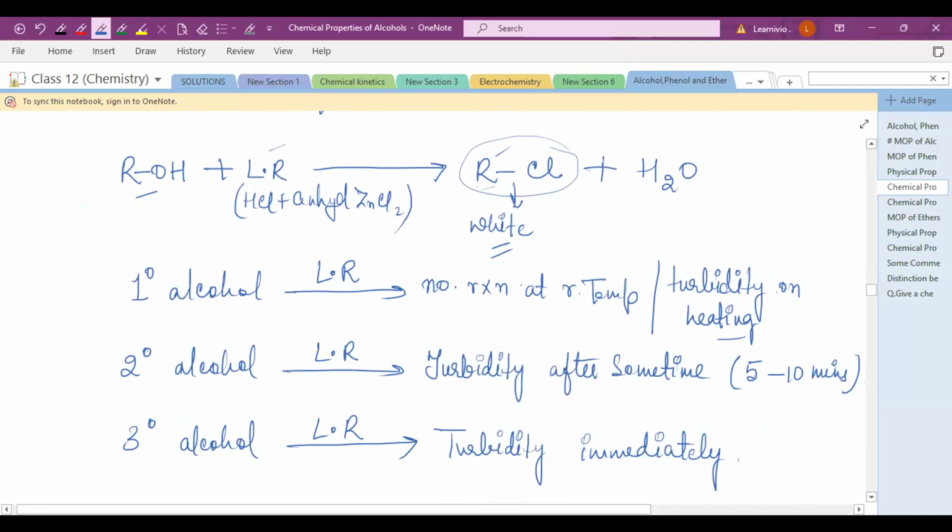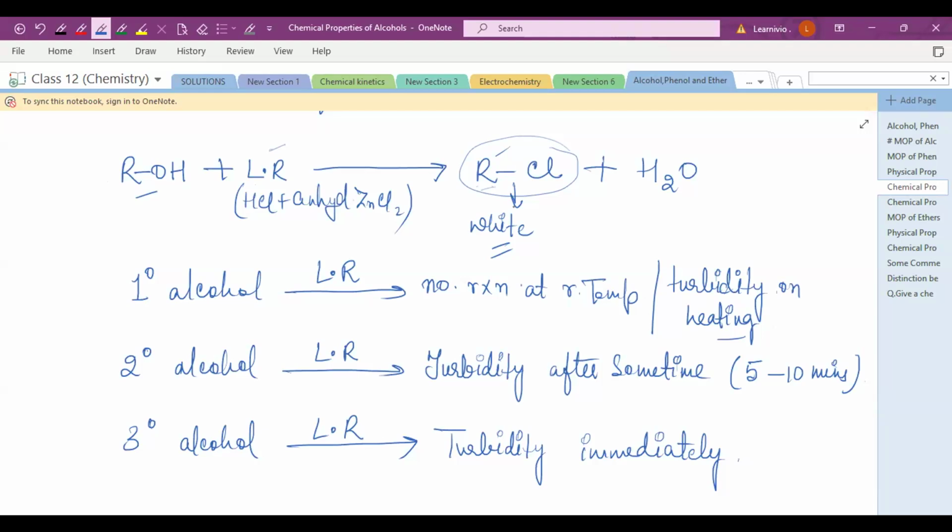Okay, suppose you take an unknown alcohol and you don't know which type of alcohol it is. You take 5 ml of it and add Lucas reagent, HCl plus ZnCl2. If there is no turbidity at room temperature, right now we are talking about room temperature, then it is a primary alcohol, because primary alcohol does not react with Lucas reagent at room temperature.